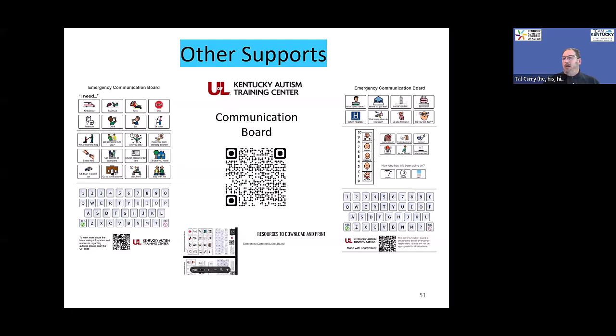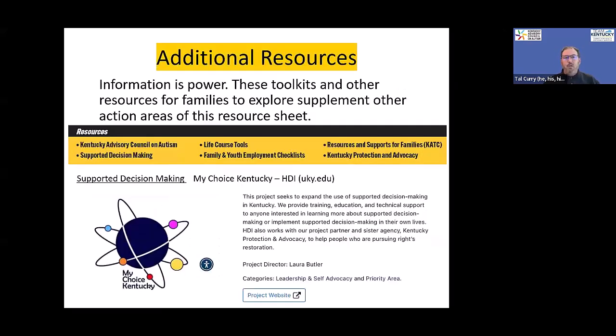as far as being able to use as an emergency communication board. The emergency communication board, this slide on the left, or this long graphic, the left is one side of it, the right is the other side, and in the middle it's a communication board, the QR code. And when you open this QR code, it'll take you to what the bottom of this page looks like, which is resources to download and print. And it includes this emergency communication board.